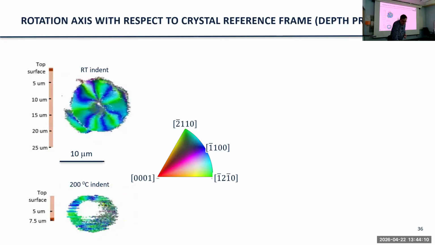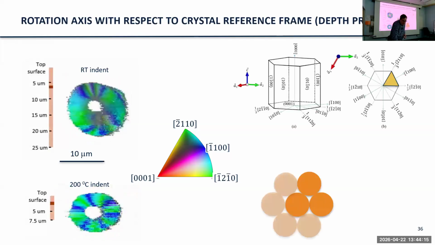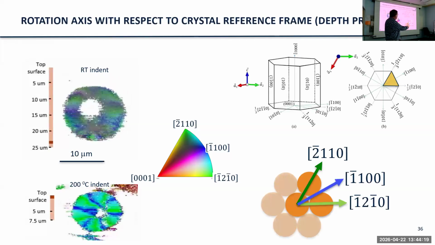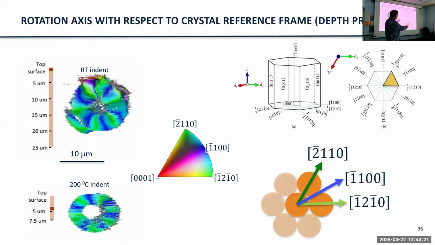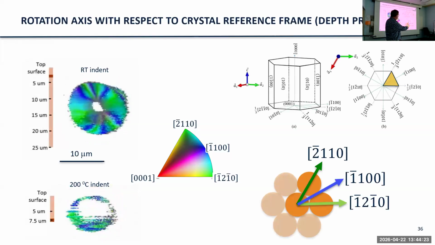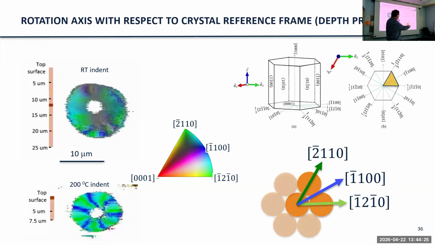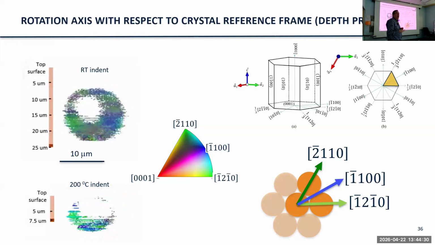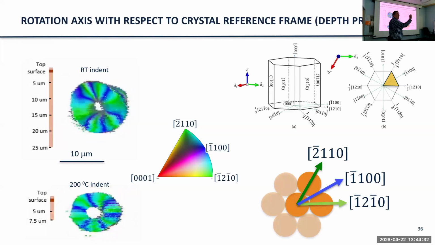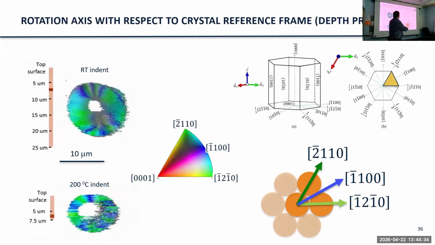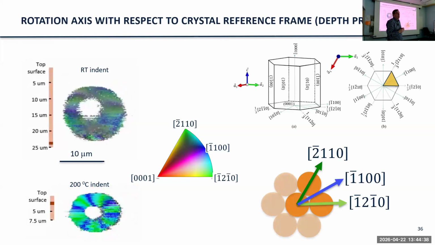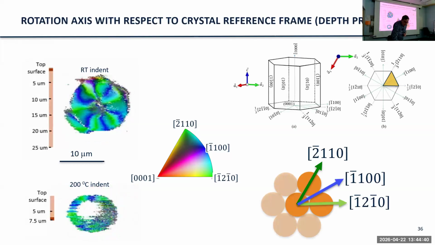I don't want to spend too much time on this, but they're related to the close packed directions. So these are the close packed directions in the crystal, and this is the 1 bar 1 0 0. So you can make up dislocation arrays that pile up that will give you these rotations. And this one's made up of a combination of two different types of dislocations to give you that rotation.